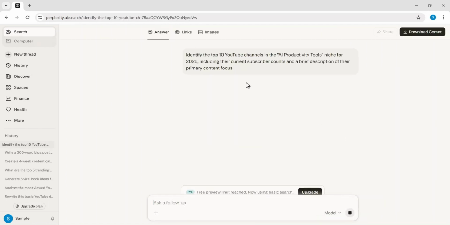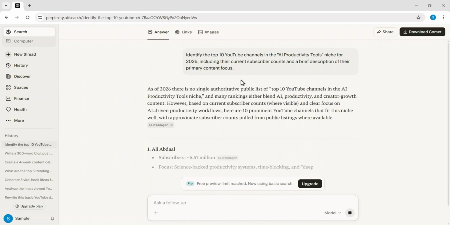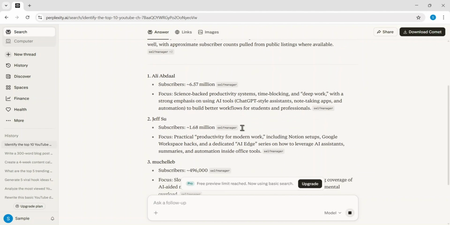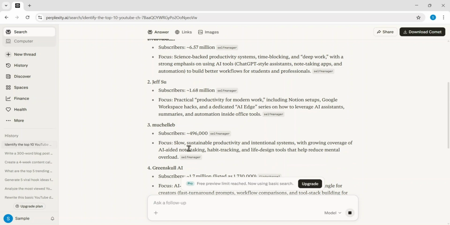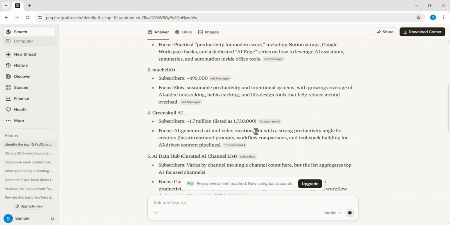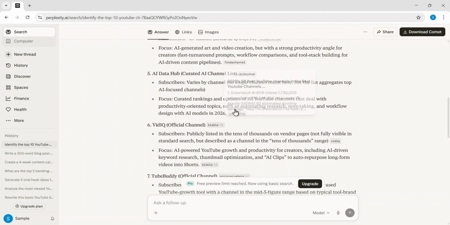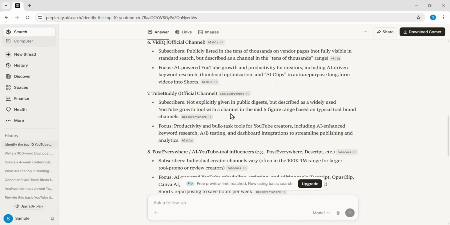The results provide a detailed overview of major competitors like Ali Abdaal and Jeff Su, highlighting their specific focus on productivity systems and AI tools. By reviewing these summaries for channels like Michelle and Green Call AI, I can understand the current market trends and see exactly what type of content is resonating with a large audience.